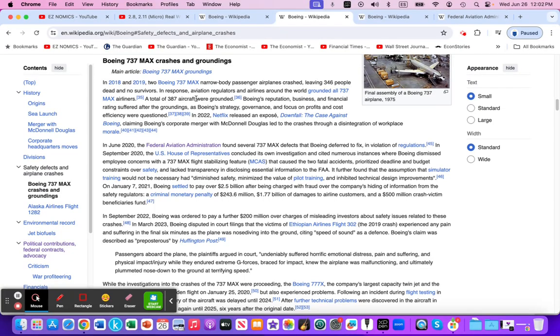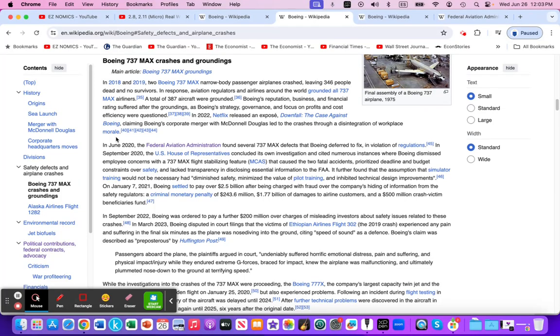And in 2022, there was a Netflix documentary highlighting how Boeing's corporate merger with McDonnell Douglas led to the crashes through the disintegration of workplace morale. So within that workplace, negative production, workers and people on the assembly line trying to voice their concerns, and those concerns not being heard or ignored, and leading to the production of these defective aircraft.